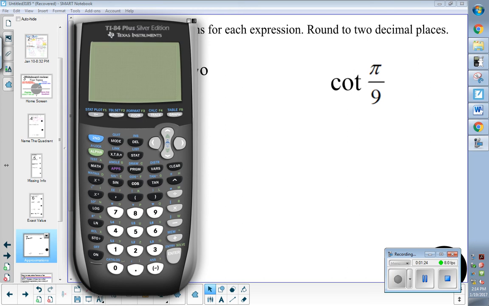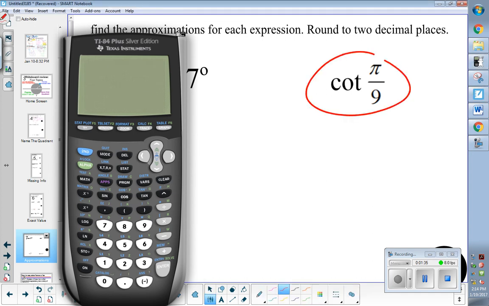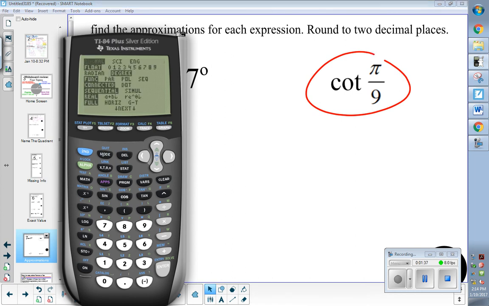We're finding the approximate value. So if we're finding the approximate value, that's when we're using the calculator. The first thing I want to do when I turn on my calculator is make sure I'm in the right mode. If I'm doing cotangent of pi over 9, I hit the mode button right here. Which mode do I want to be in? Radians. So I go down to radians and hit enter. There's no degree sign, so it's radians. Hit clear to get out of there.